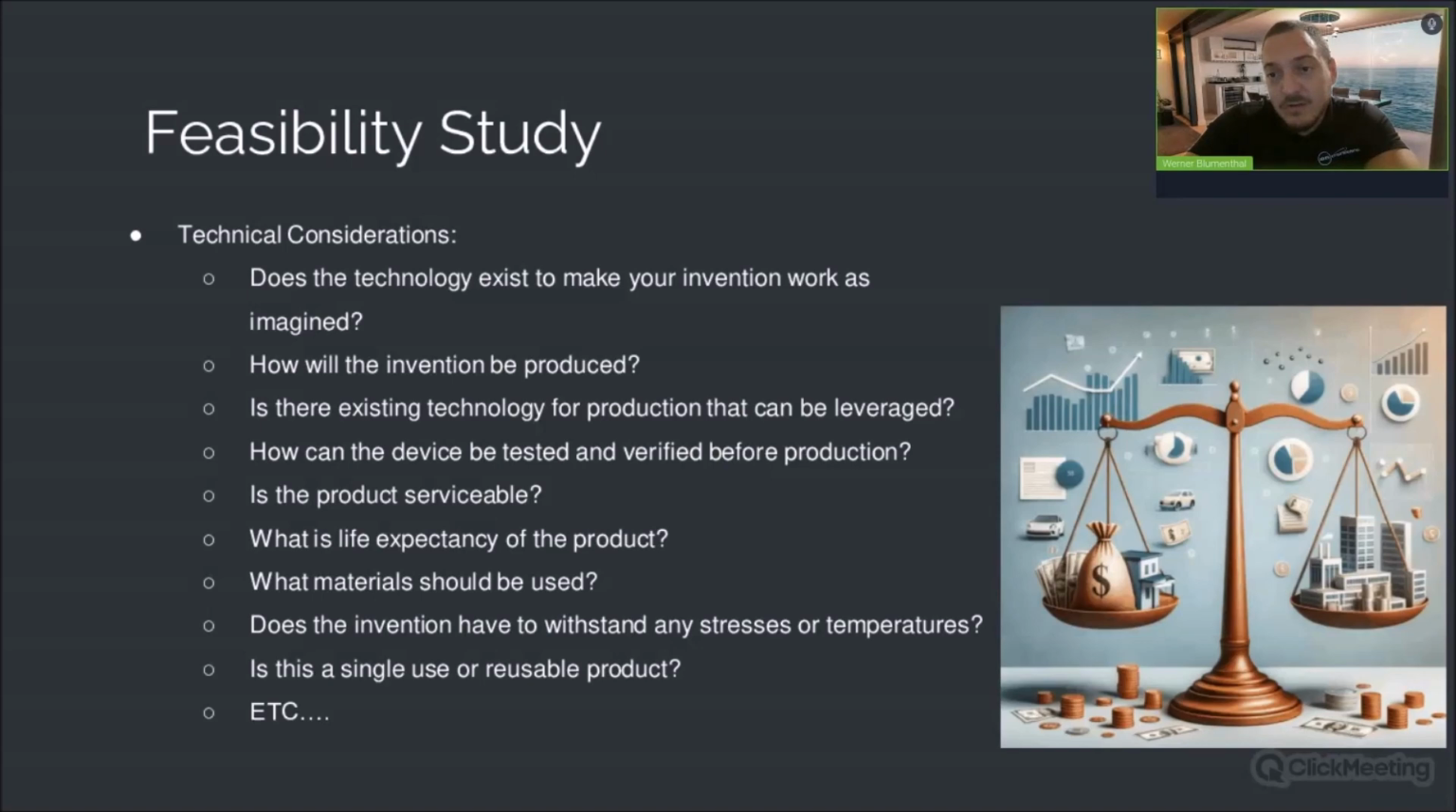Feasibility studies, very important. This is something that you want to make sure you understand up front because you want to know how difficult this route is going to be, how difficult it's going to be to develop your product, what steps are required to do so, right? So, does the technology exist to make your invention work as imagined?